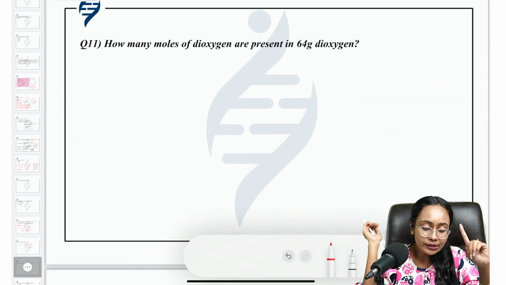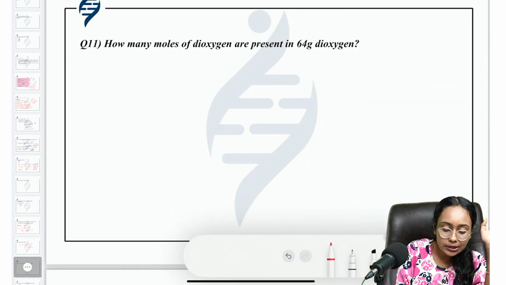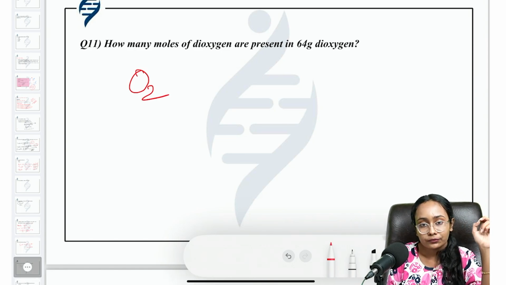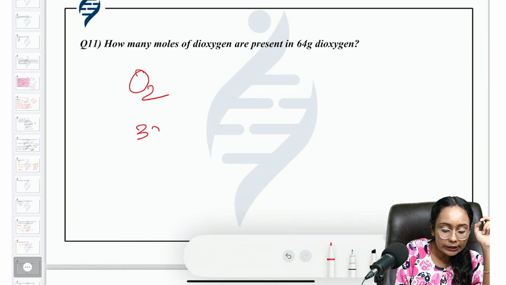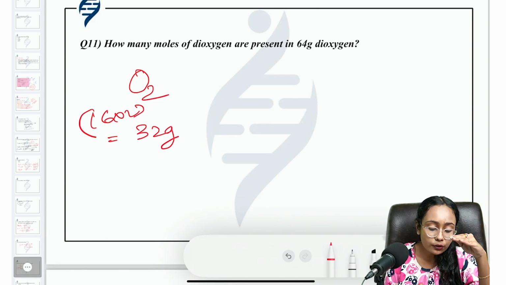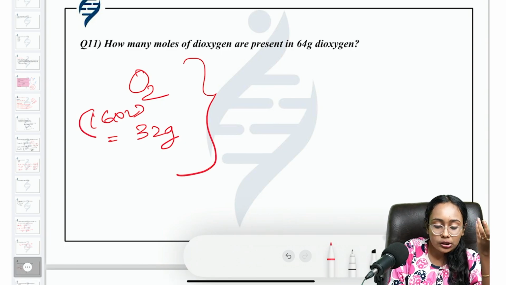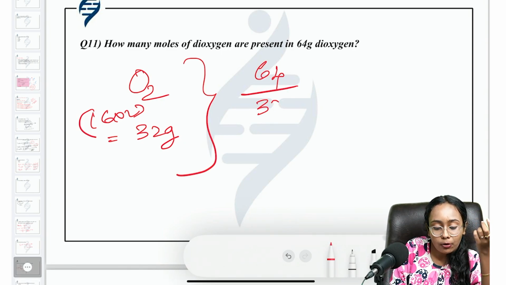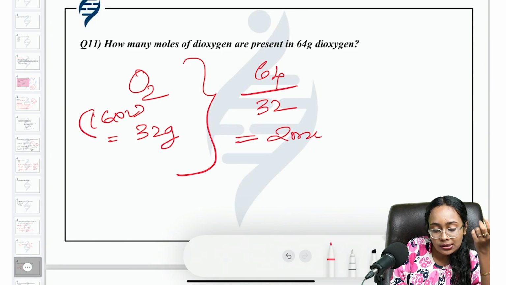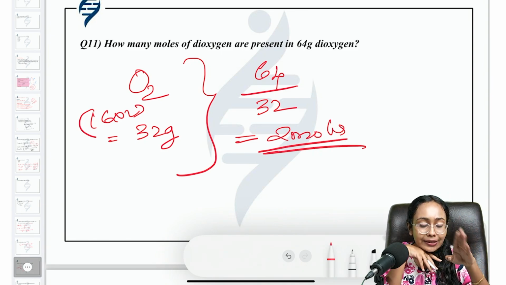How many moles of dioxygen are present in 64 grams of dioxygen? What is dioxygen? O2. So what is the mass of O2? 32 grams, which means 16 into 2 gives 32 grams. We are asked to find the number of moles of dioxygen present in 64 grams of dioxygen. The given mass is 64 divided by the molar mass gives 2 moles. The molar mass of dioxygen is 32. The given mass is 64. Alright.